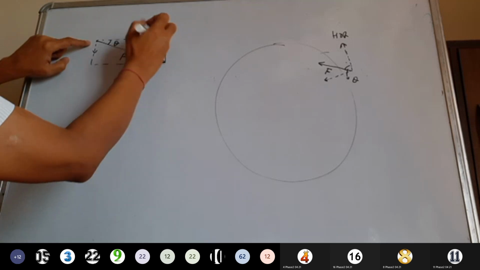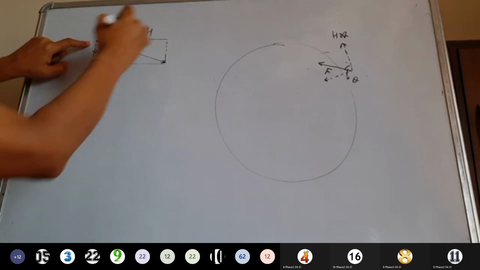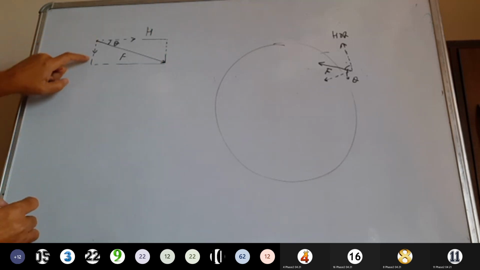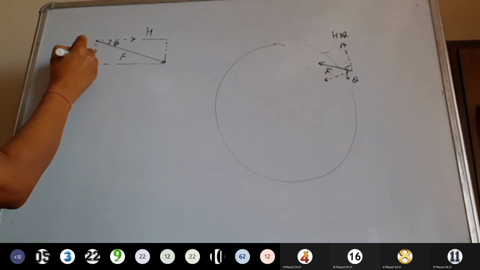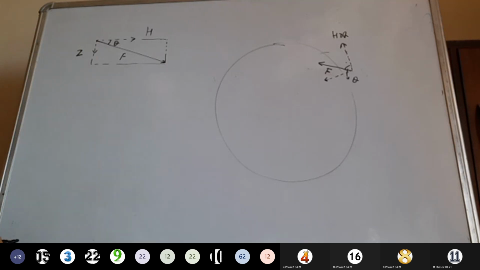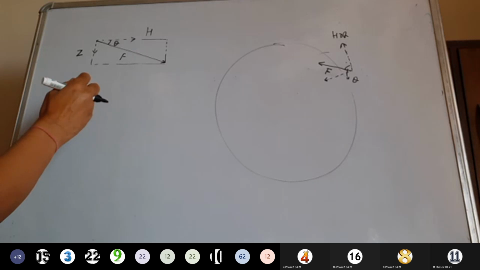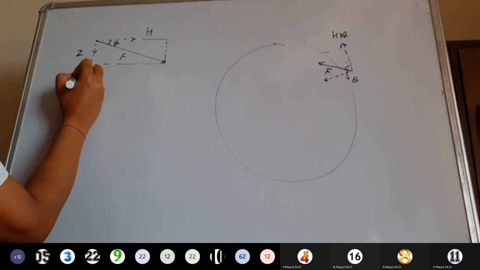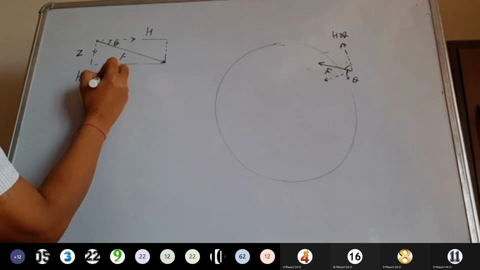This horizontal component is denoted by the letter H, and this vertical component is always denoted by the letter Z. This H and Z are fixed letters. You cannot make it X and Y or A and B. The letter H has to be used, the letter Z has to be used. So all of you know the resolving. What will be H? H will be equal to F cos theta.